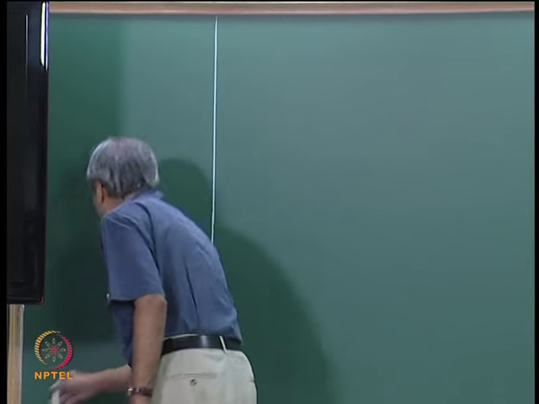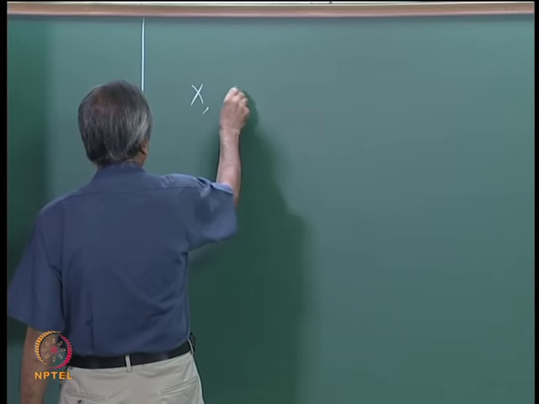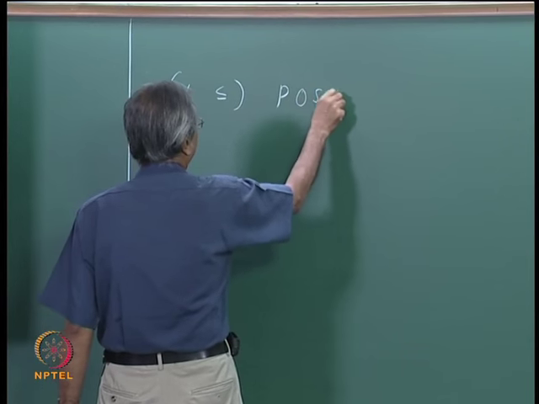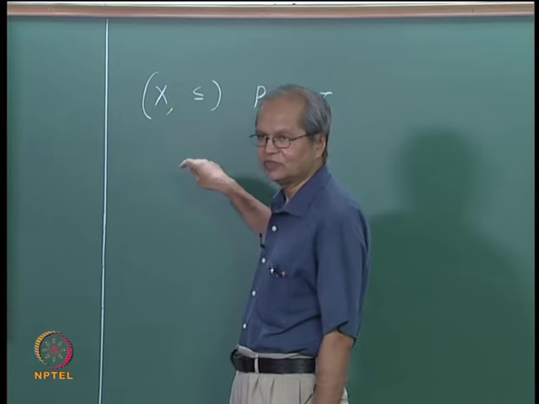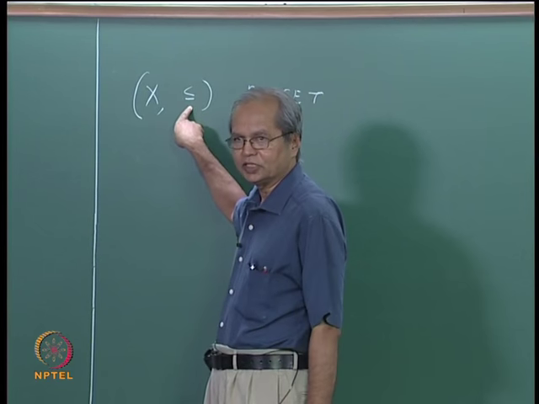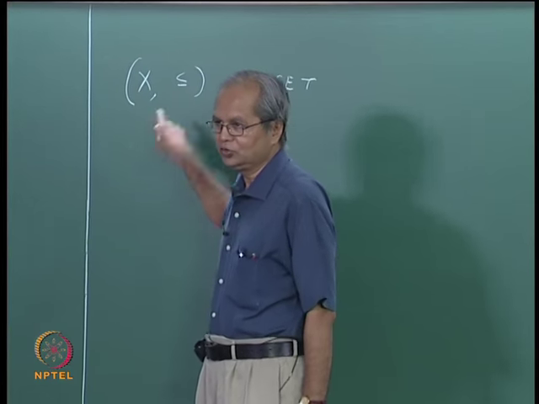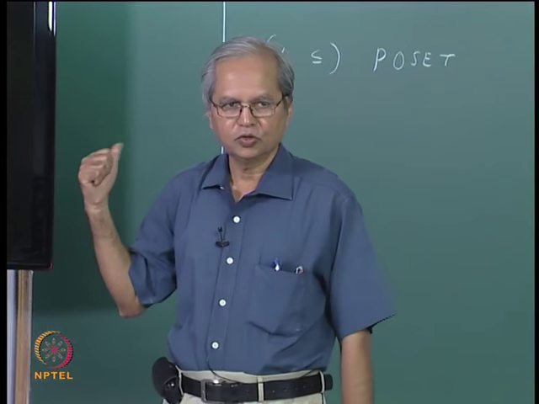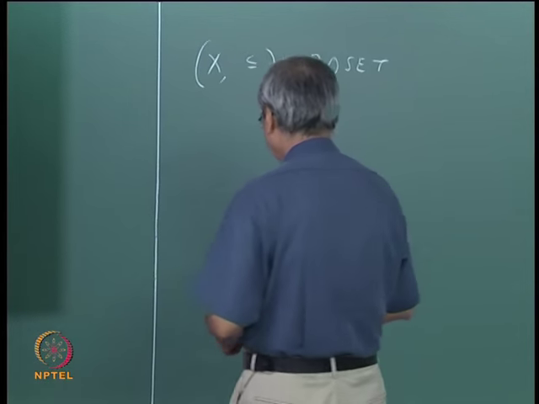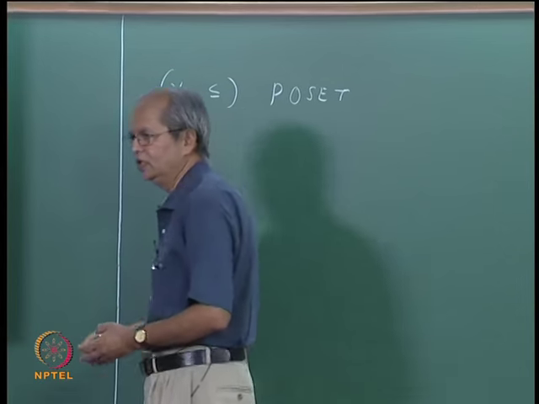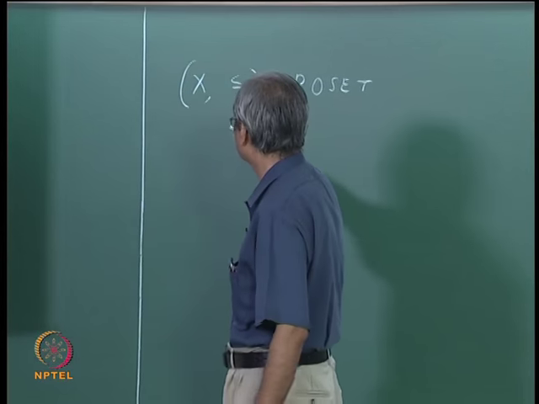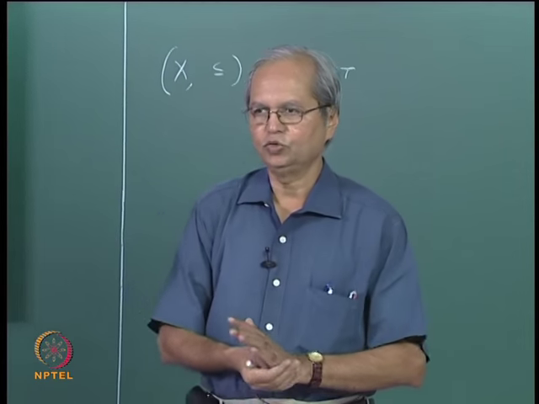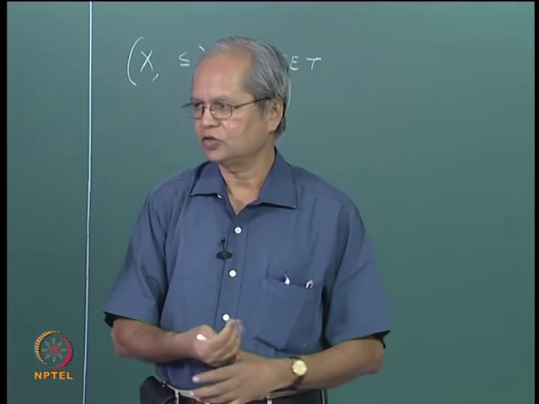Let us say that X is a set, and say less than or equal to is a partial order on X. So this is a partially ordered set. By the way, let me emphasize once again that though here I am using this notation less than or equal to, it does not mean that it is the usual less than or equal to order among the numbers. It is any partial order. This is just a notation, and this is something which is fairly common in the study of order relations. The usual less than or equal to relation among the numbers is one special case of this partial order.